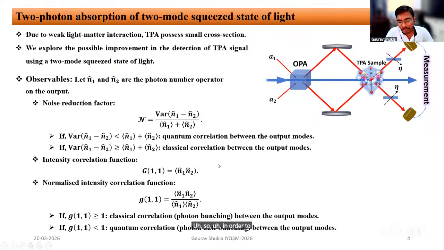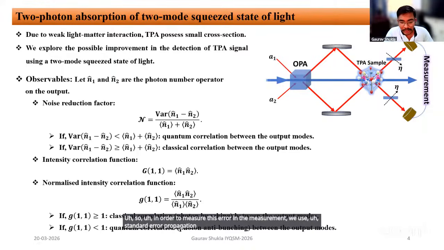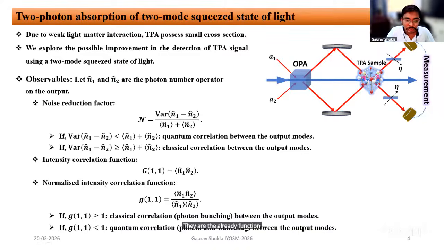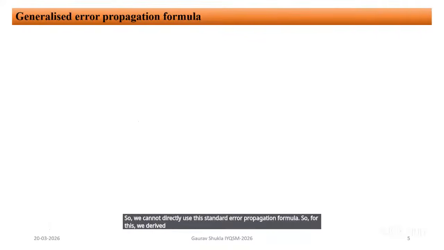In order to measure the error in the measurement, we use the standard error propagation formula. But as we can see here, the noise reduction factor and the normalized intensity correlation function are already functions of the photon number operator. So we cannot directly use the standard error propagation formula. So for this, we derived a generalized error propagation.